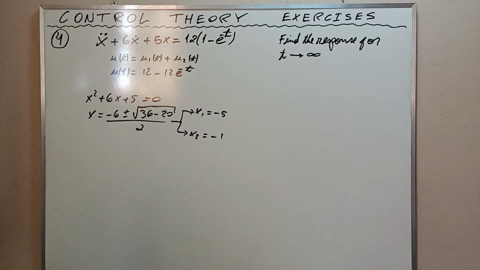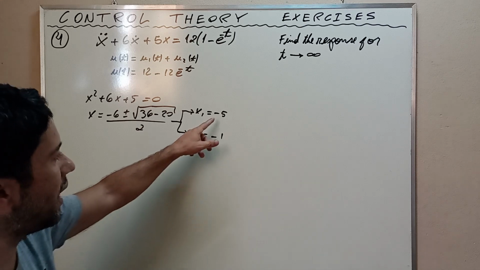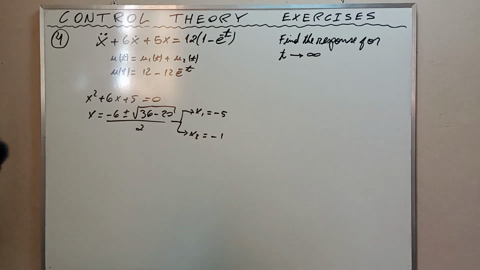And what can we infer from this? Remember that the poles of the system are the roots of the characteristic equation. Okay? The poles are the roots of the characteristic equation, and as they are negative, negative 5 and negative 1, the system is stable. The system is stable.